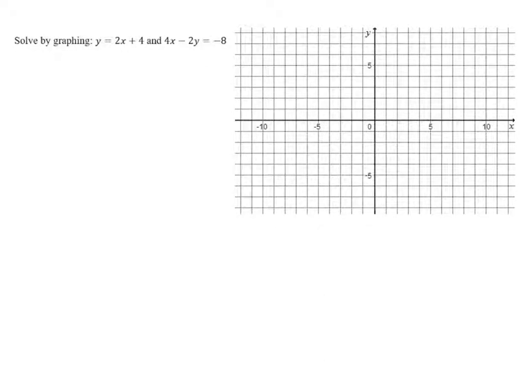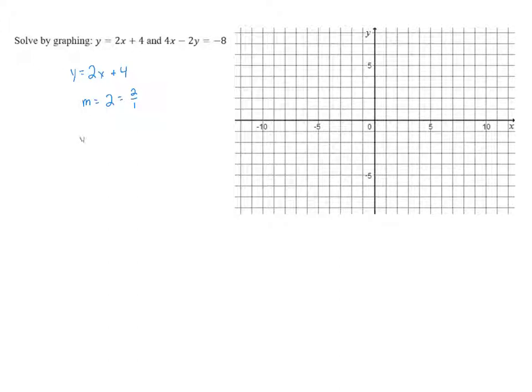Solve by graphing. y equals 2x plus 4 and 4x minus 2y equals negative 8. If we look at the first equation, y equals 2x plus 4, we can see that this is already in slope-intercept form, so we might as well use that to graph it. The slope is the coefficient on the x, which is 2. We can write this as 2 over 1 if we want it to be in fractional form.